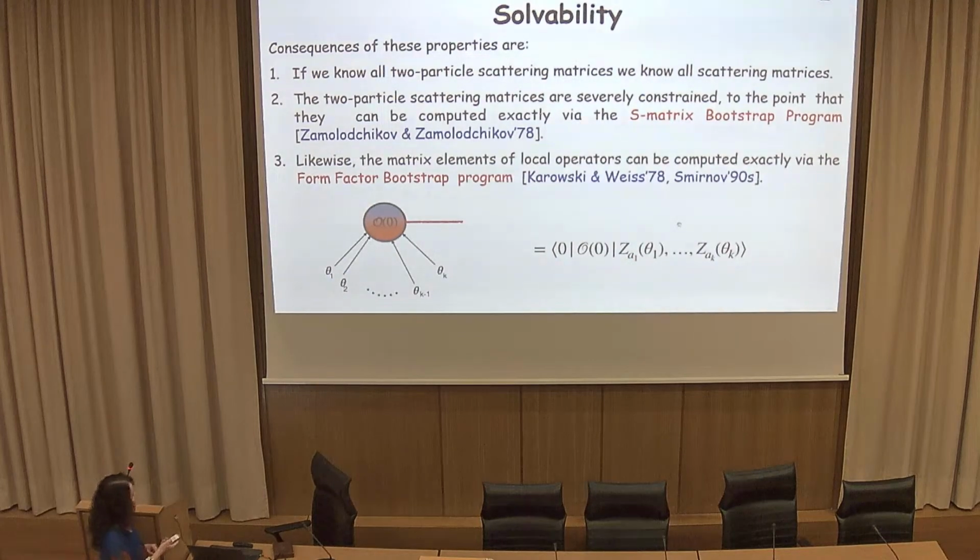It's a matrix element typically between the vacuum, that's the easier ones, although you could have a non-trivial state in there. So you have a local field sitting at the origin, and you have a state of k particles in this example. So you have all these incoming particles, you have interaction with the field, and that gives you a function of all these rapidities with some properties. Okay, so that's the part on integrability.